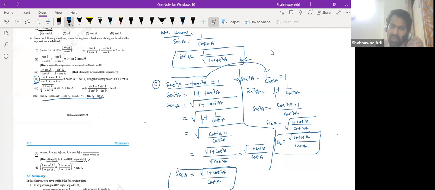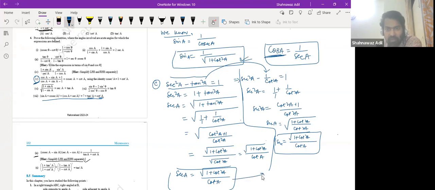If you want to calculate the reciprocal of sec A, that would be cos A, right? So what will we get from here? We don't want to find this cos, right? We want to find sec. Okay, so basically both of them are correct: sec square A minus tan square A, and sec square A minus 1 by cot square A.